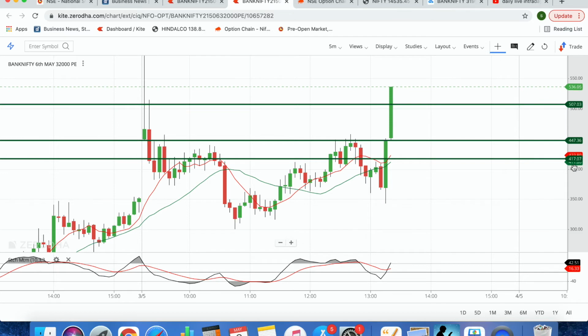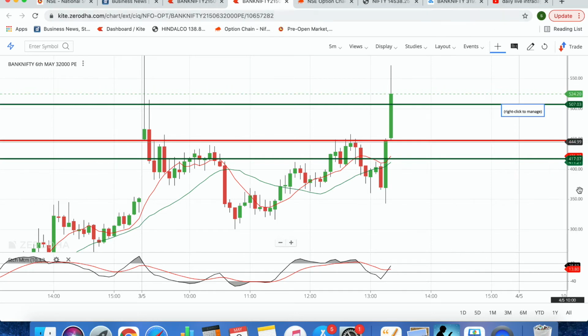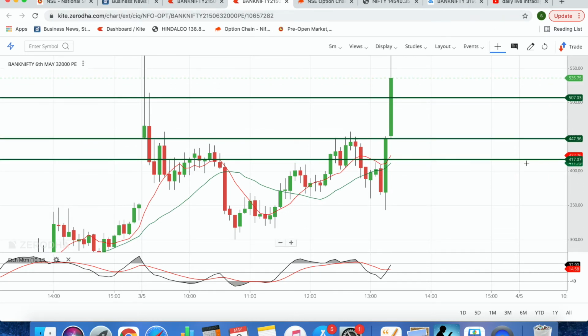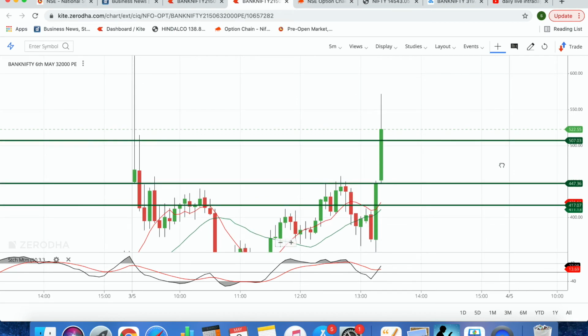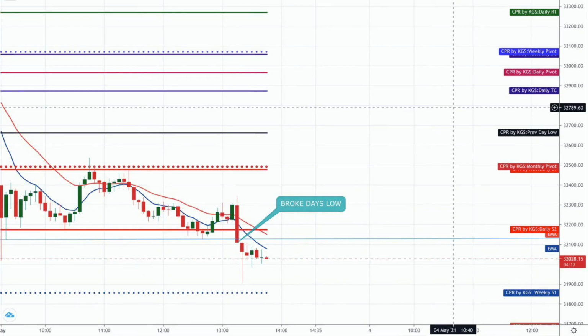So my target was already hit in just 1 minute. The target I have kept is 60 points, and the stop loss I have kept is 30 points. So there you can see my 1:2 risk reward ratio, and I'm done for the day. So let me tell you now about the analysis of my trade.